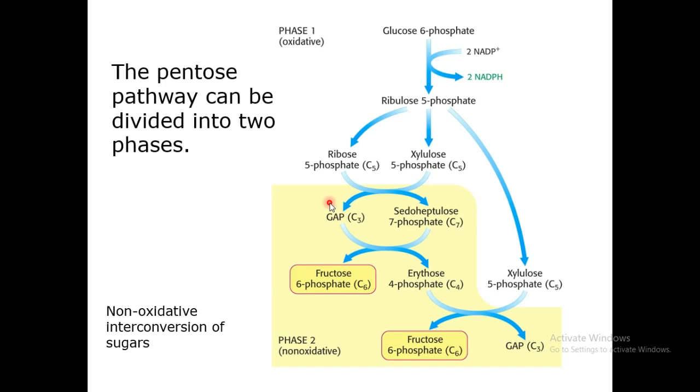Okay. So the PPP is actually divided into two phases. The oxidative phase, which is the phase 1, and then the non-oxidative phase, which is the phase 2. So in phase 1, this is where NADPH is produced. While in phase 2, this is where the sugars are produced. So this is where ribose 5-phosphate is produced, and this is also where the glycolytic intermediates, the fructose 6-phosphate and G3P are produced. So phase 2 can be called the non-oxidative phase of interconversion of sugars.